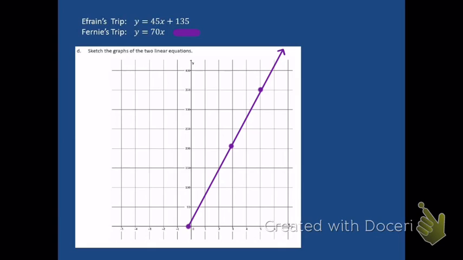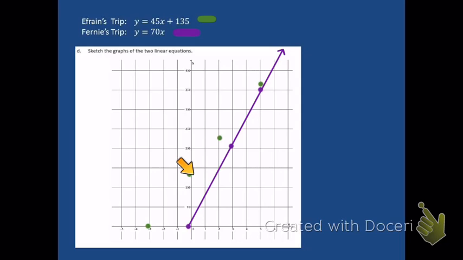Okay, so let's now plot Efren's trip, and we'll do that one in green. Here are some points for his trip. The first one I plotted was at time 0. Remember, this is 11 a.m. This shows Efren's head start of 135 miles. That's our y-intercept, right? It's where it crosses the y-axis, which is sort of time 0. This shows Efren's head start of 135.